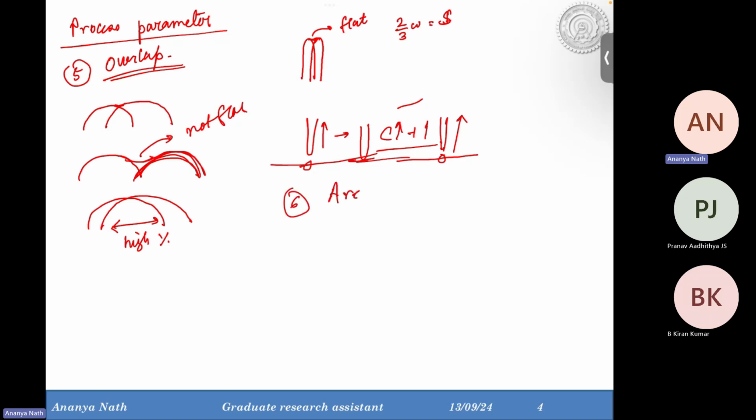Another thing is area filling. This is not a very basic process parameter. This is an advanced process parameter. If you are building this box, you can build it like this.